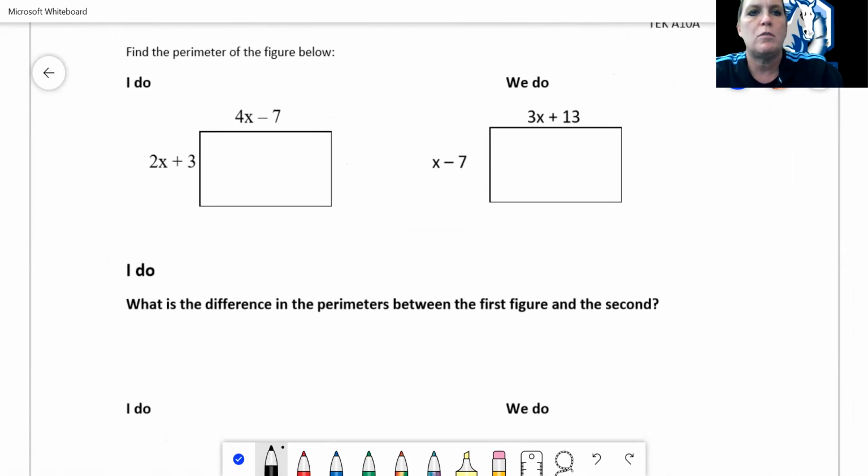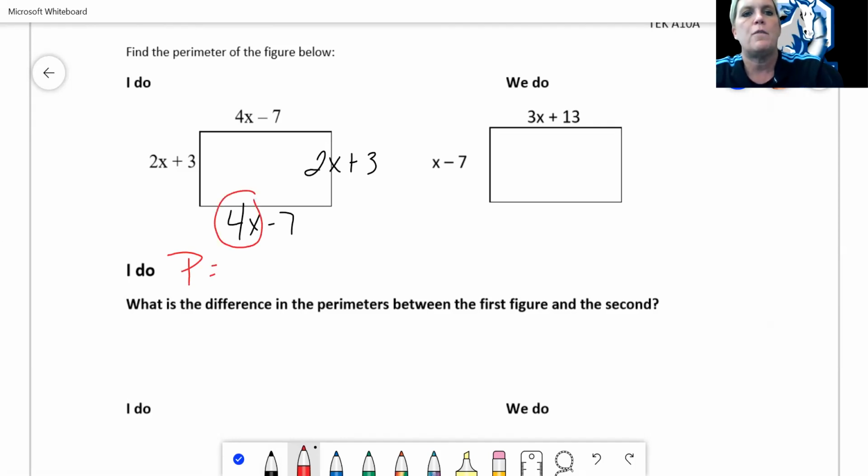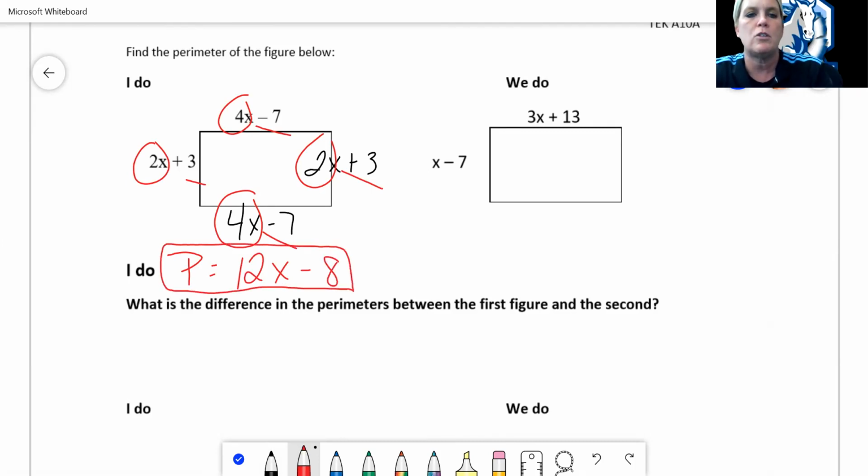When we have a rectangle, you need to remember that the opposite sides are congruent. So I'm going to label my sides with the same numbers. Now, when I go to find the perimeter, I am going to combine like terms. So I have 4x and 4x and 2x and 2x. When I add all those together, how many x's do I get? I'm going to get 12x. Then I have -7 plus 3 minus 7 plus 3. I put all my constants together, and that gives me -8. This is my perimeter in terms of x.